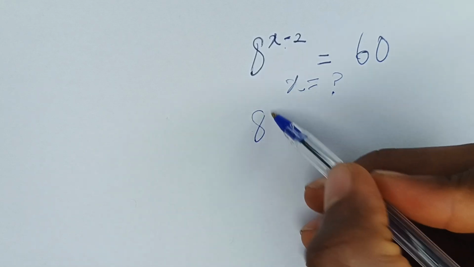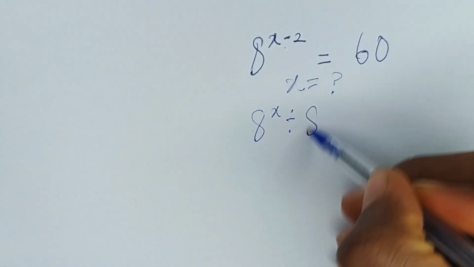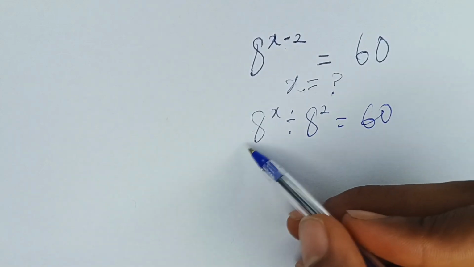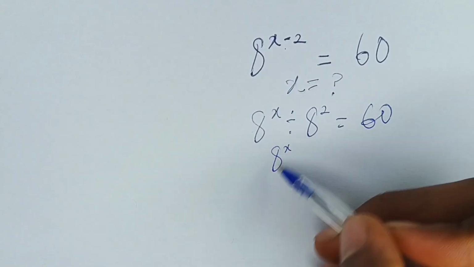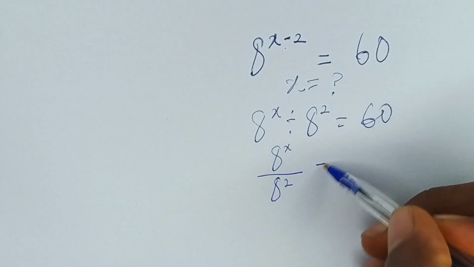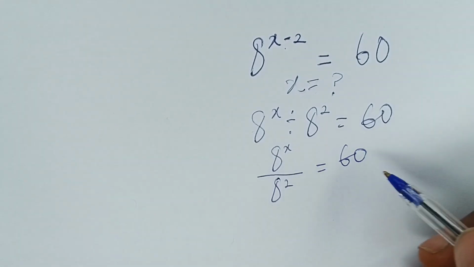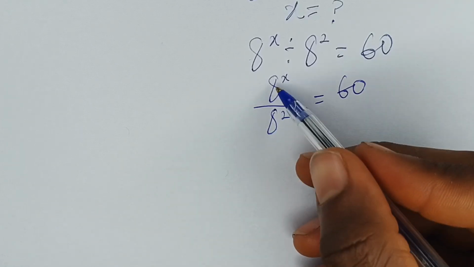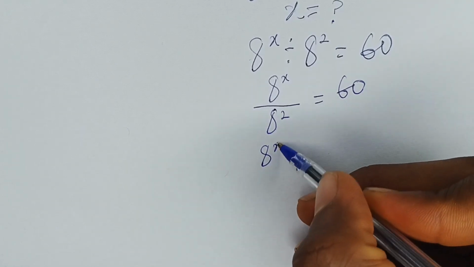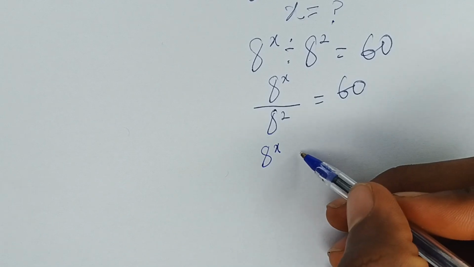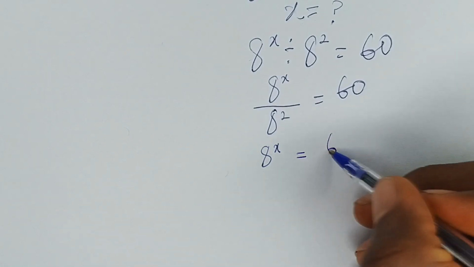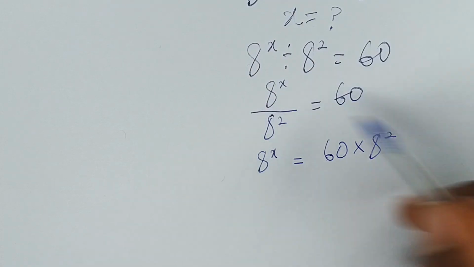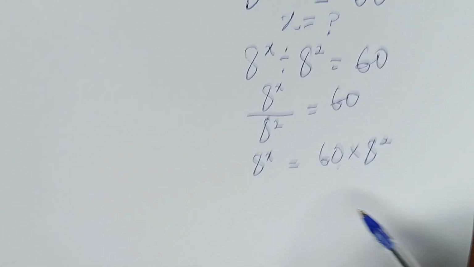So we have 8 raised to the power x divided by 8 raised to the power 2 is equal to 60. Okay. From here, you can re-express this as 8 raised to the power x over 8 raised to the power 2 to be equal to 60. Moving on from here, this becomes 8 raised to the power x to be equal to 60 times 8 raised to the power 2. Alright, because if you multiply both sides by 8 raised to the power 2, you get this.